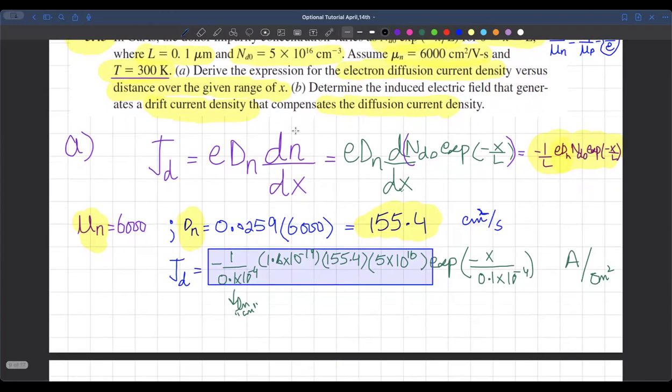Now, determine the induced electric field that generates a drift current density that compensates the diffusion current density. So they should actually compensate each other. That means the net should be zero, so you can write it down like zero should be equal to diffusion plus drift.